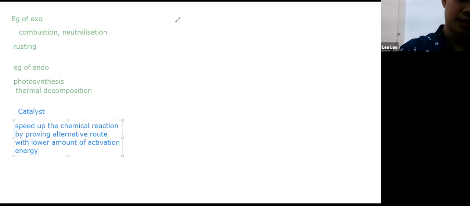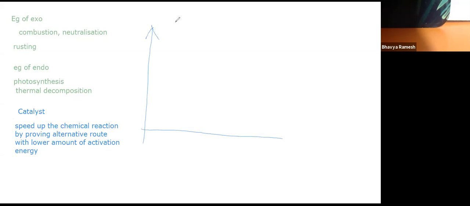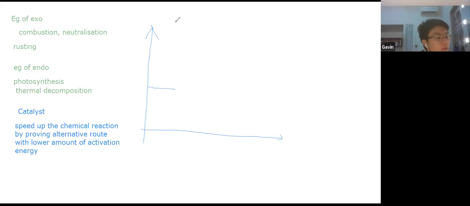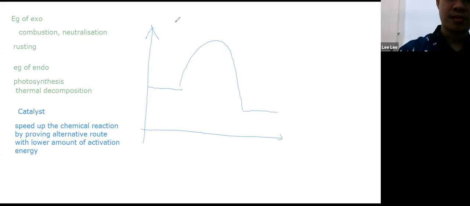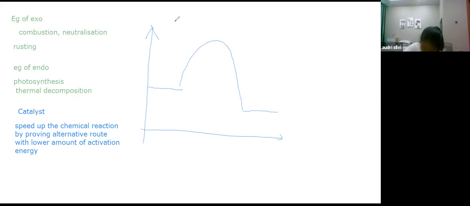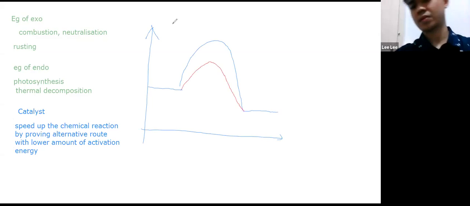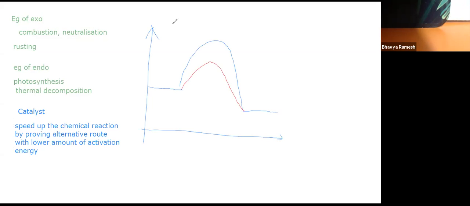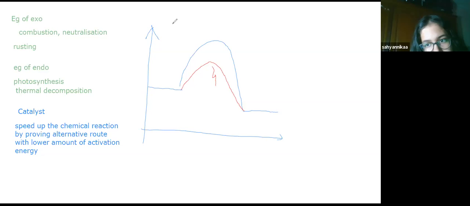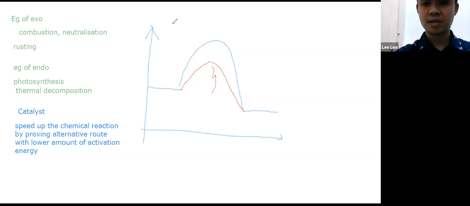We'll go back to the sketch version. Now, if we use a catalyst, the catalyst will provide a different path with a lower amount of activation energy. So the activation energy becomes less. That's why it's more likely to react, easier to react. So the term is alternative route or alternative path taken. You understand the function of a catalyst until here?